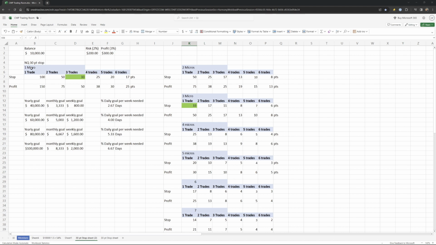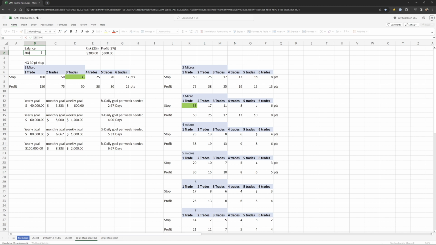So you can see here I have on the sheet, and this is custom to me in terms of my ATR stop loss on NQ, which is around 30 points. Anything you see in green is basically a 10-point variance, either high or low. So in this case, if I take 3 trades with 1 micro, I can take a 33-point stop on 3 trades, and that'll be my $200 risk on 10k.